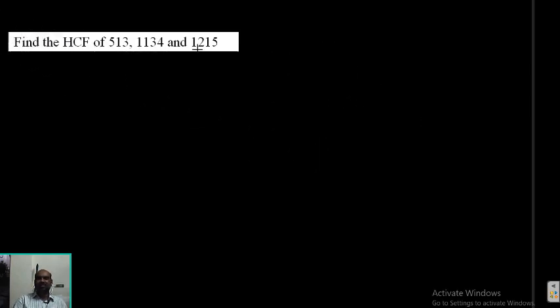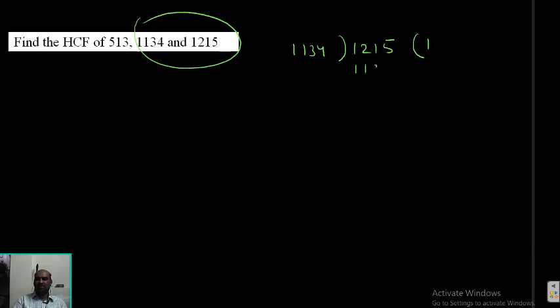So the bigger one is this, 1215. First of all, I am trying to find the GCD of these two numbers. Later I will find the GCD with that one, 513. 1215 should be divided by 1134. One time only. 1134. 1, here 7, 8, 81. Now this becomes the divisor. 1134 becomes the dividend.